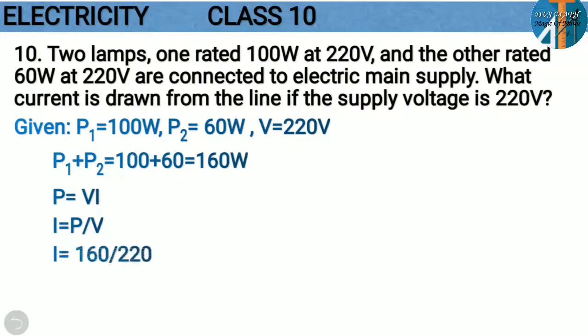If you substitute, 160 by 220. First cancel the 0s, 16 by 22. Again, if you divide by 2, 8 by 11. If you divide 8 by 11, you will get 0.72 ampere. So in this lesson, solving the problems is very easy. First observe the question, write the given, and select the formula which is related to the given. Substitute it and simplify it. Finally you will get the answer, and don't forget to write the SI unit.